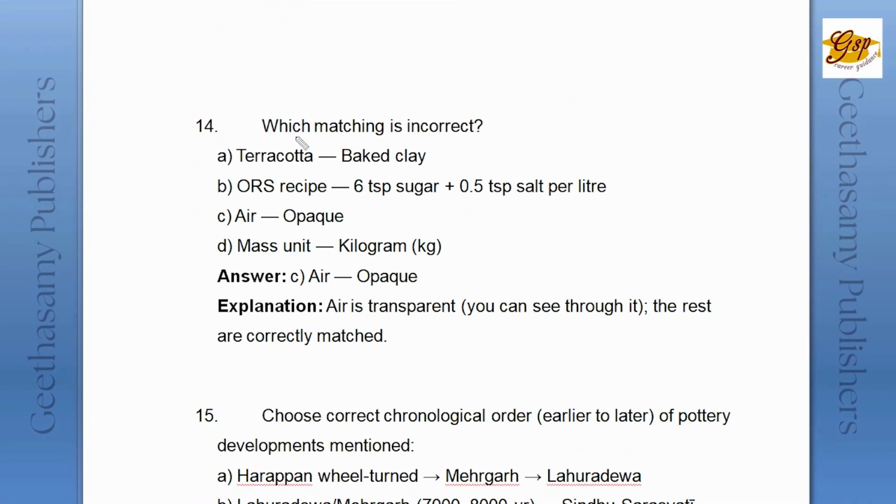14th question. Which matching is incorrect? Terracotta, baked clay; ORS, 1 teaspoon of sugar and 0.5 teaspoon of salt per liter; air, opaque; mass, kilogram. So the answer is C, air is opaque. That's incorrect. Explanation: air is transparent, you can see through it, and the rest are correctly matched.